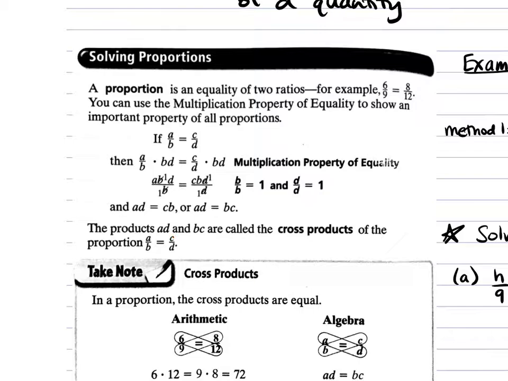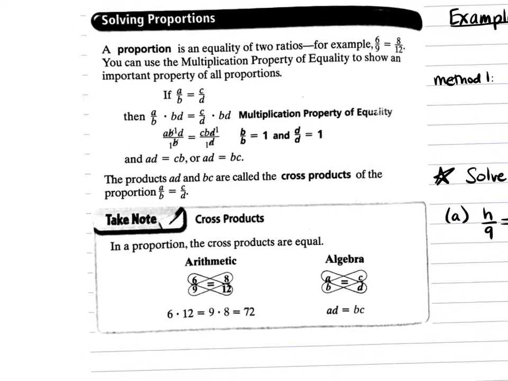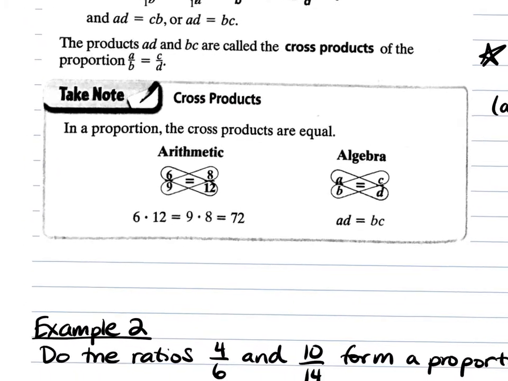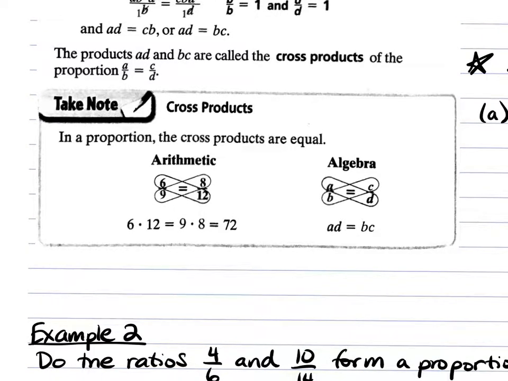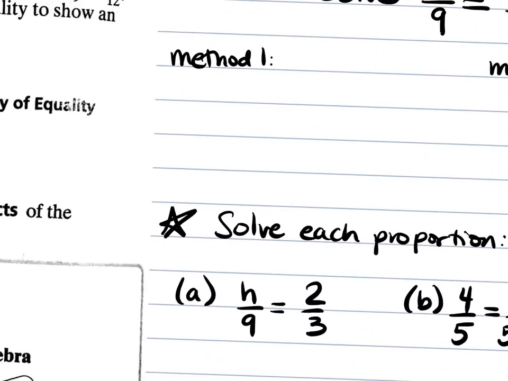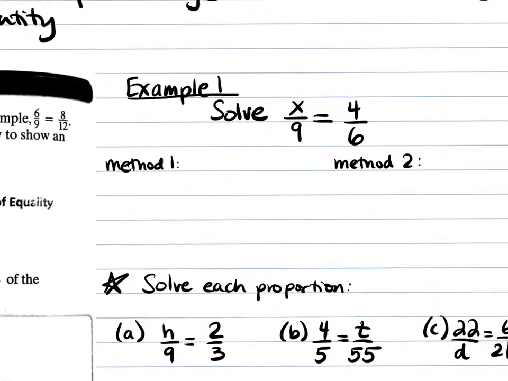So this is a nice way to solve proportions using cross products. In a proportion, the cross products are going to be equal. Here you can show that if you cross multiply these, they equal the same thing. So this is a proof of it, and we're going to use this to solve these. Let's look at an example.